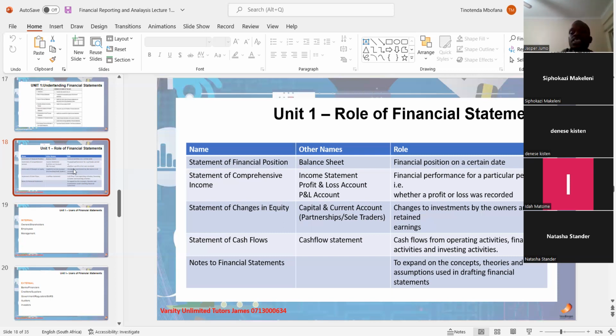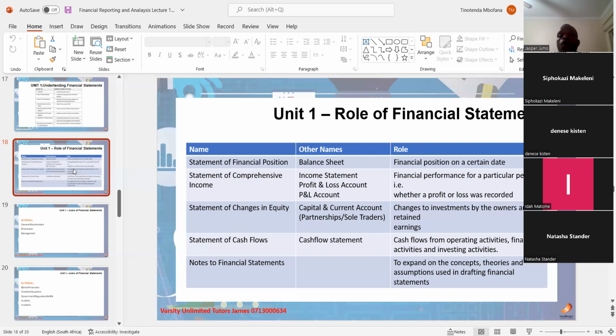Then you take that information and create your balance sheet, your income statement, your current accounts, and your cash flow statements from the trial balance information that you've been provided with by the bookkeeper.